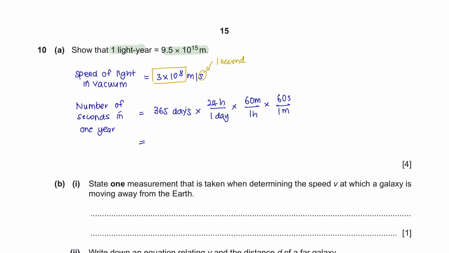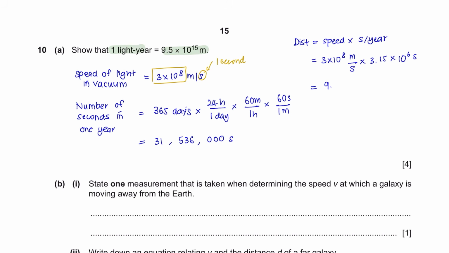Now let's do the calculation, and the number of seconds in 1 year is 31,536,000 seconds. Okay, so distance equals to the speed of light multiplied by the number of seconds in 1 year. You would get a distance of 9.46 times 10 to the power of 15 meters, which is approximately 9.5 times 10 to the power of 15 meters. So you have shown that it is equals to 1 light year.